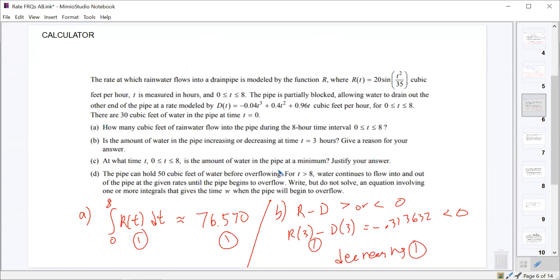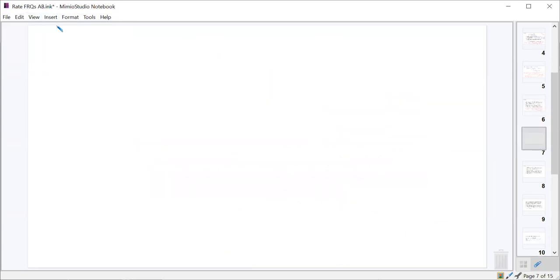All right, so now we are looking at what time is the amount of water in the pipe at a minimum. So we need an equation to represent the amount of water in the pipe. Well, the amount of water in the pipe ought to be the initial amount of water in the pipe plus the amount of water that's put into the pipe. So that'd be 0 to t at any value t of R of x. And then minus the amount that drains out, so 0 to t of D of x dx.